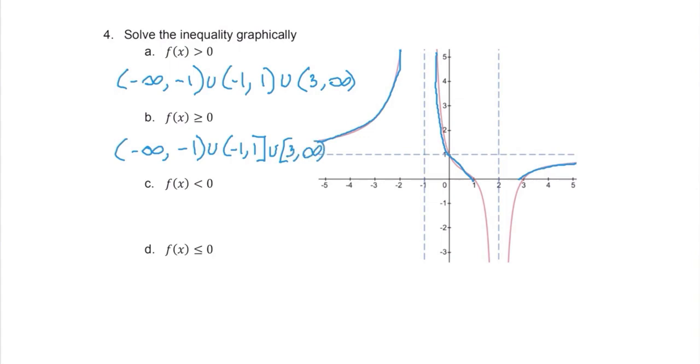In part C, we're asking where is f less than 0? Where is it below the x-axis? In this first piece, starting at 1 up to 2. And again, from 2 up to 3.